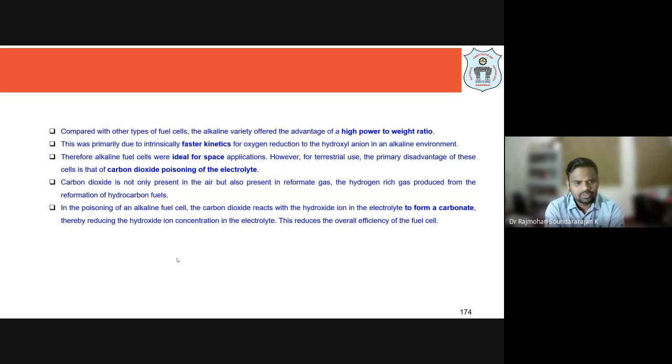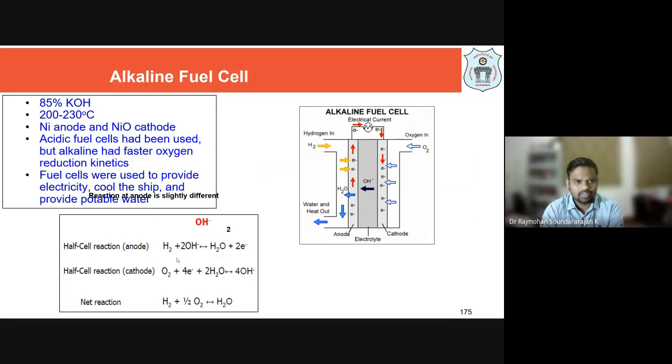CO2 is not only present in the air but also in the reformed gas, the hydrogen-rich gas produced from the reformation of hydrocarbon fuels. In the poisoning of an alkaline fuel cell, the carbon dioxide reacts with the hydroxide ion in the electrolyte to form carbonate, thereby reducing the hydroxide ion concentration in the electrolyte. That's why the overall efficiency is reduced. This is the summary of what we have discussed under the alkaline fuel cell.